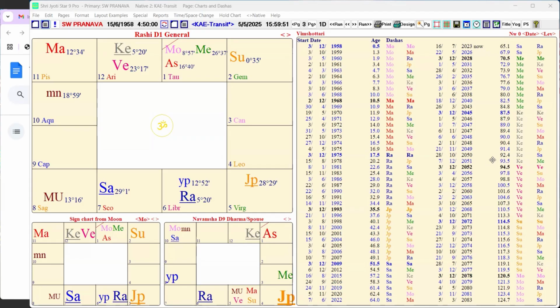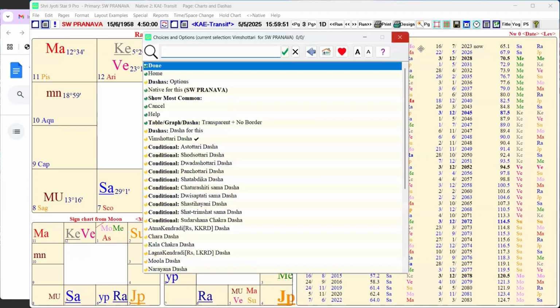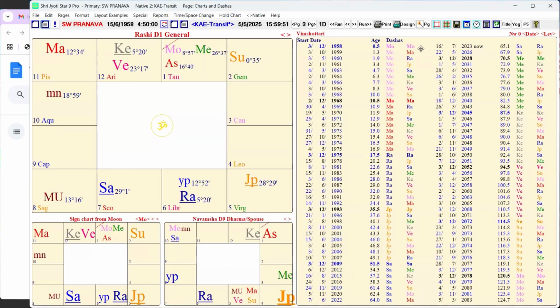So I have a chart, and I want you to look at the chart and just see the different signs of the zodiac. So you have Aries here is the first sign, then Taurus, Gemini, Cancer, Leo, Virgo, Libra, Scorpio, Sagittarius, Capricorn, Aquarius, and Pisces. So those are the 12 signs.